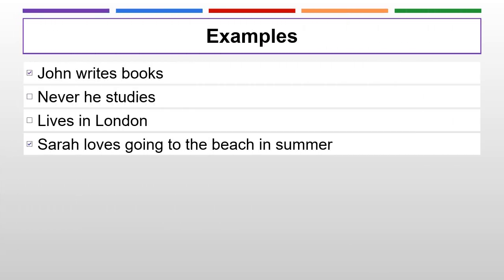We have four groups of words on the screen. The first group of words, John writes books, is a complete sentence because it is according to the grammar rules of the English language. The second and the third sentences are not complete sentences because they neither express a complete idea nor are they linked together according to the rules of the English grammar. The last sentence, on the other hand, follows all the grammar rules and expresses a meaningful idea as well.